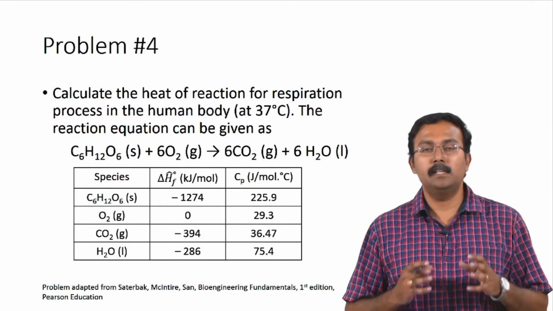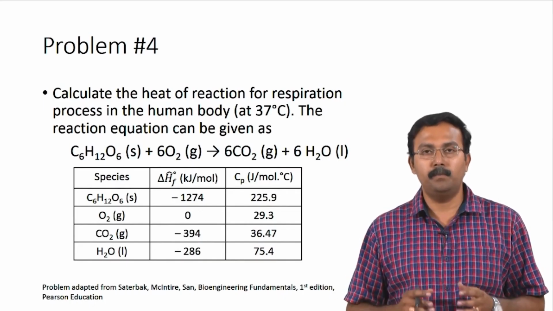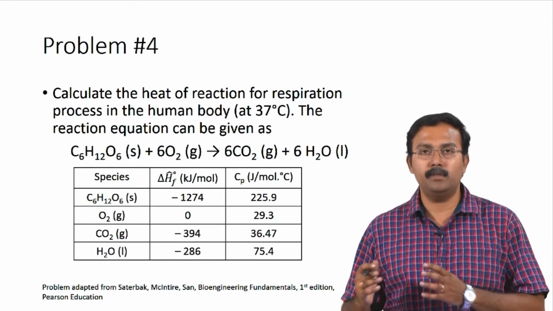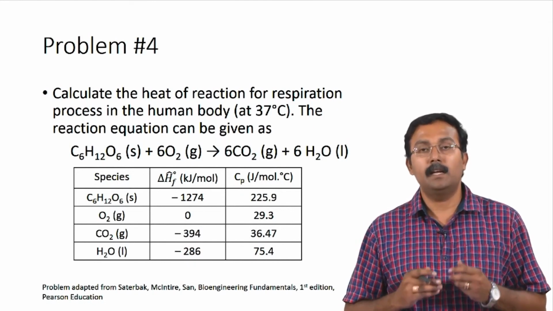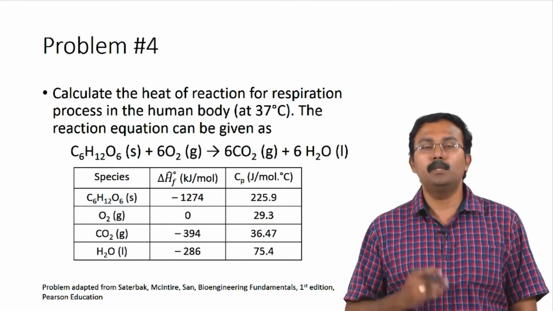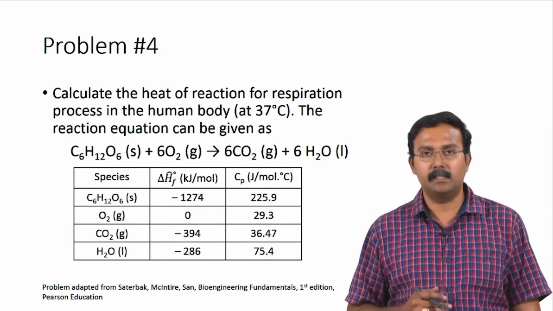So, now instead of having a single step you actually have 3 steps. You would have to build this hypothetical path and calculate the change in enthalpy for the individual steps, and thereby calculate the total change in enthalpy for the process, which would be the heat of reaction for the given reaction at 37 degrees Celsius. Let us go ahead and solve this problem.